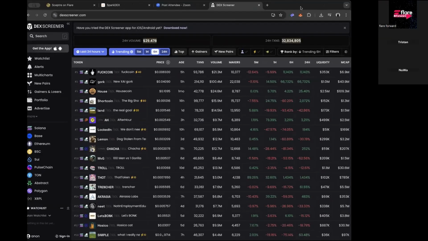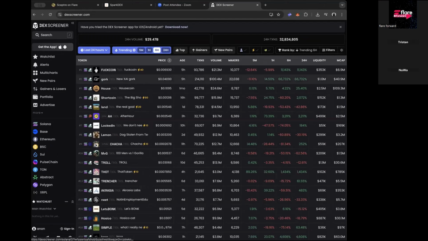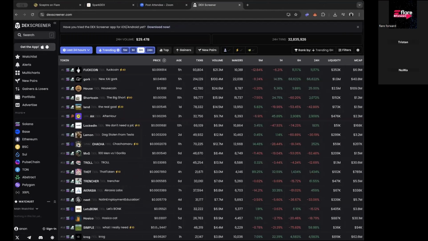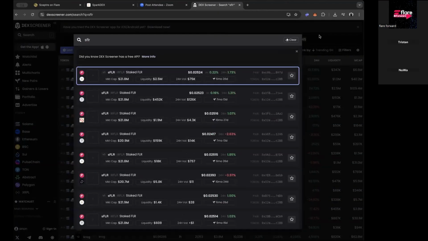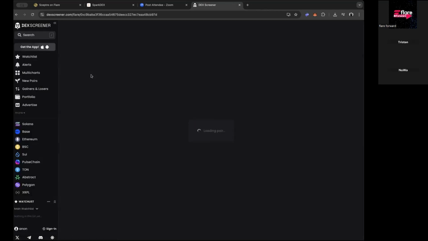All right. So in search, can you press SFLR? Search on the left top corner. Left top. SFLR. So that's the one, this one here. Okay.